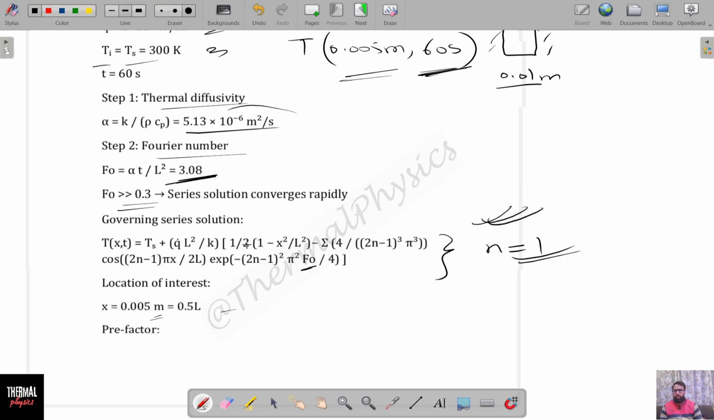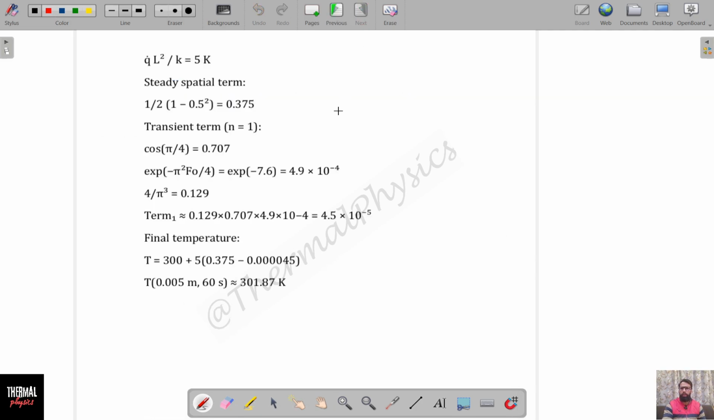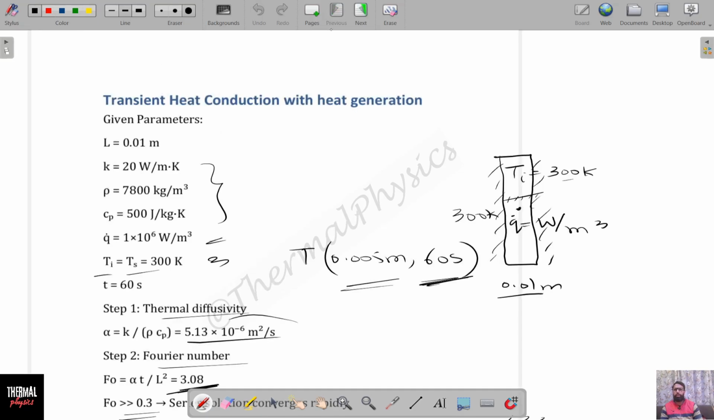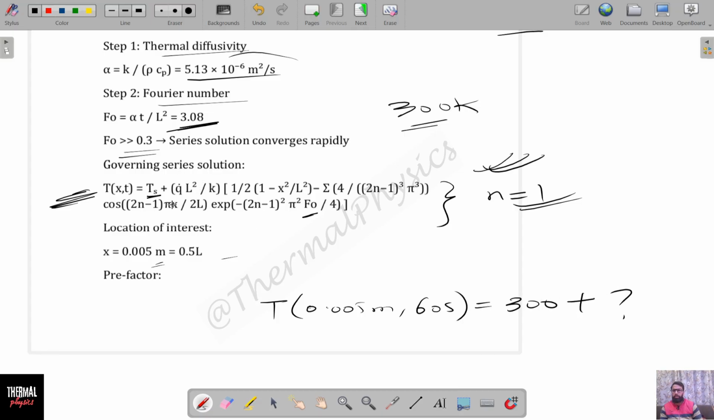Now we'll calculate all these terms for our solution. So we'll start with q dot L square by K. If we see previously, this is the T_S term. This is the surface temperature, which is 300 Kelvin. So our final solution at the 0.005 meter location after 60 seconds will be 300 plus something. This is 300, we know, and we have to deal with this something first.